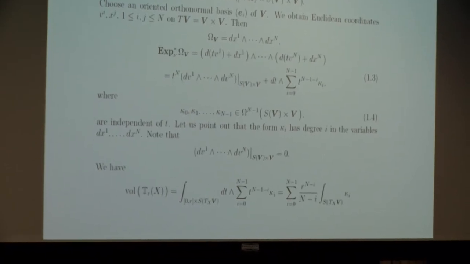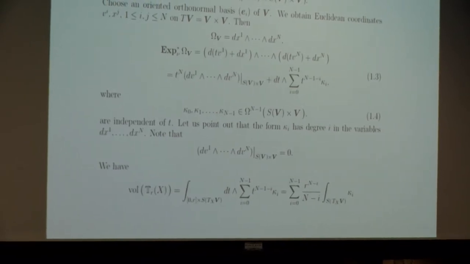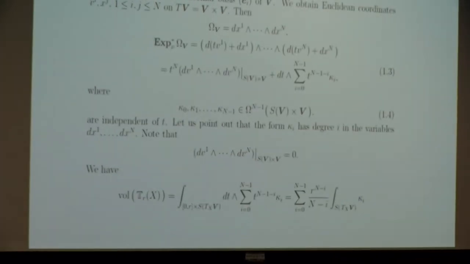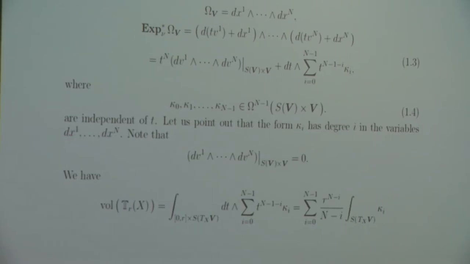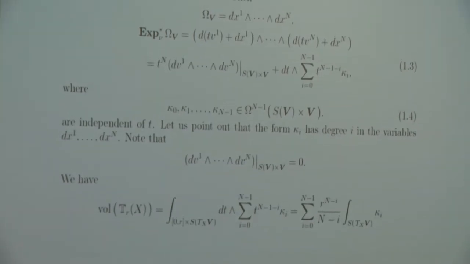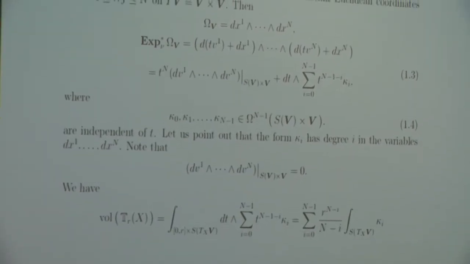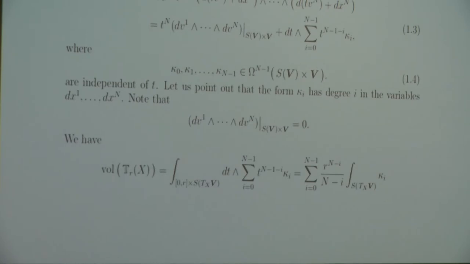The other ones I grouped in that form, and kappa I are forms on the unit normal bundle of V, and I tells you what is the degree in the monomials of dx1, dxn. Okay, so that's how we group them. These forms kappa I will be very important. That's why I go slowly. So when we compute, well, we do a Fubini. When we integrate with respect to r, we get that power of r.